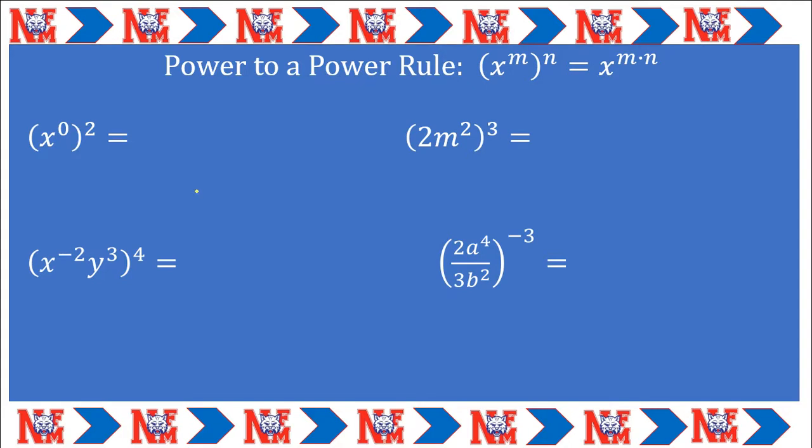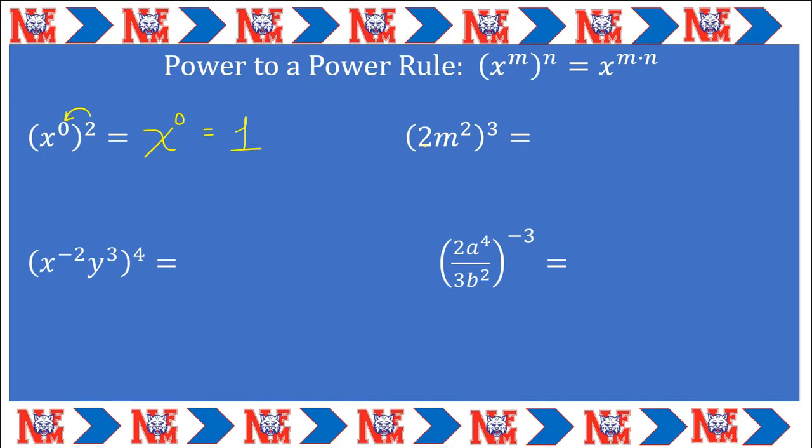Okay, let's do these together. This time, we're only going to apply the power rule. We're not going to write it out. In this first example, we have x to the 0 raised to the second power. We simply multiply. We have a factor of x, and 0 times 2 is 0. We will never leave a factor raised to a 0. We will always convert it to the 1.